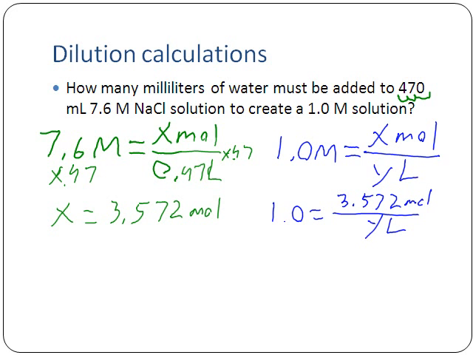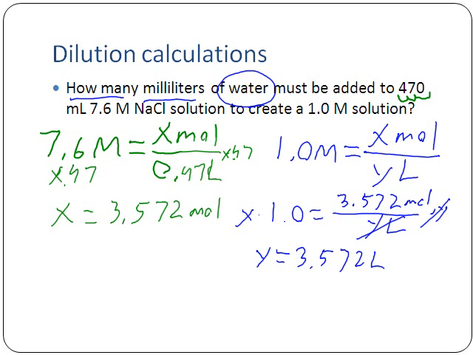And so at this point, go ahead and multiply the Y on both sides. That's going to cause my Y's over on the right to cancel. And so I just have 1 times Y, which is just Y, is equal to 3.572 liters. All right. Now, taking a look at this, the question asks what? It says, how many milliliters of water must be added? It didn't ask for the amount of solution. And what we've got over here is that we need 3.572 liters of the 1 molar solution.